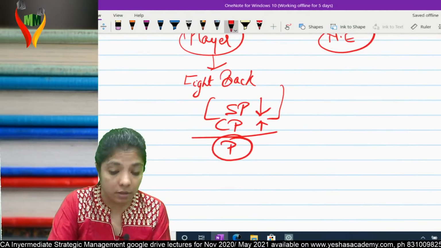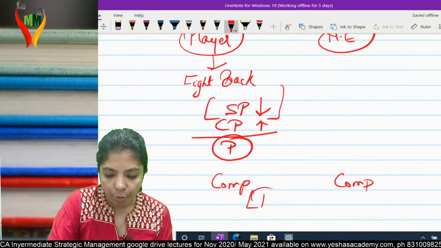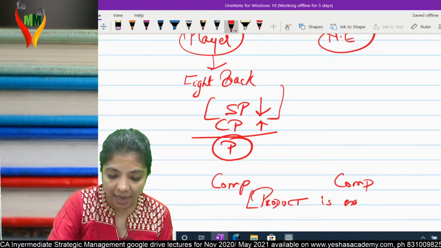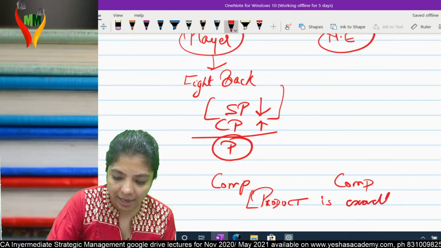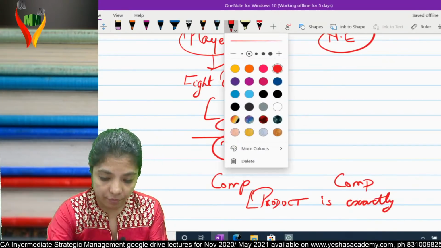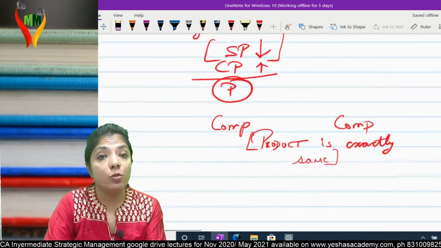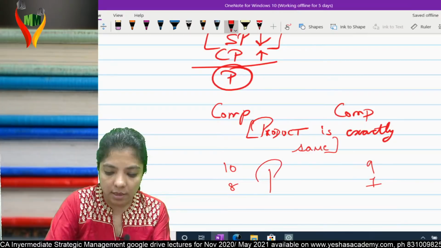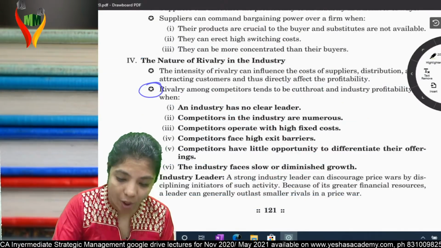If all the competitors' product is exactly the same, then what will they do? They will reduce the selling price: 10, 9, 8, 7. This is called a price war. Am I clear? So now let's come to this point and write a question over here.